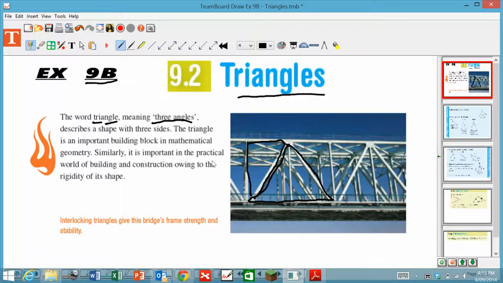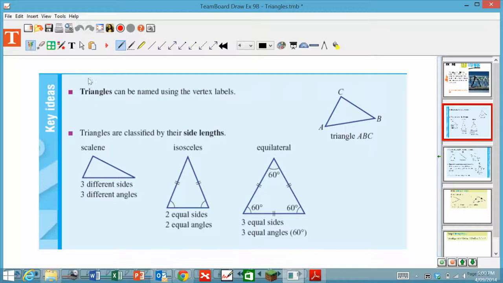Anyway, geometry and triangles in particular are an important concept, particularly if you may be getting into the building industry or something like that. Very, very important.